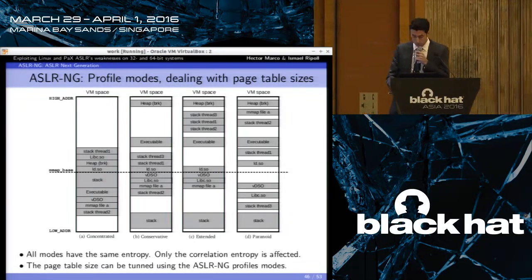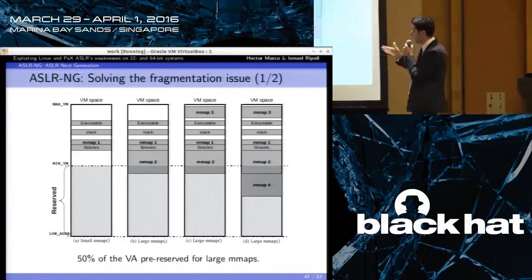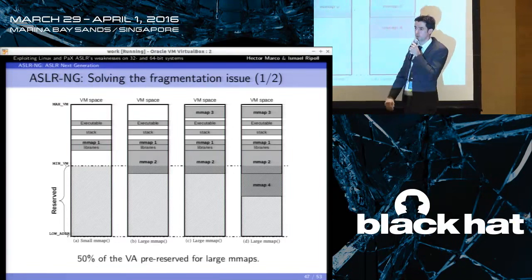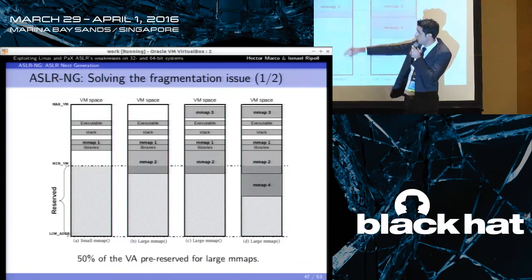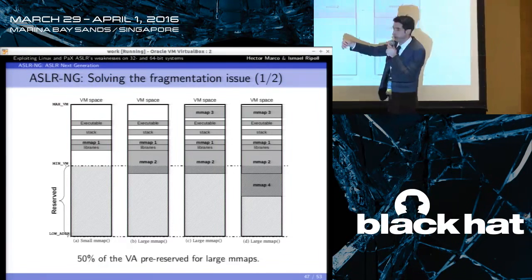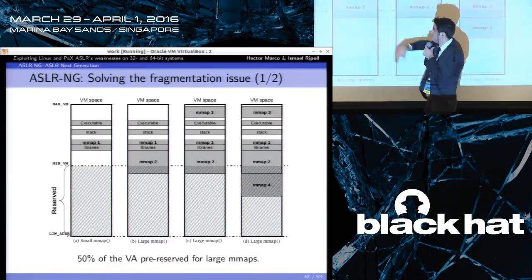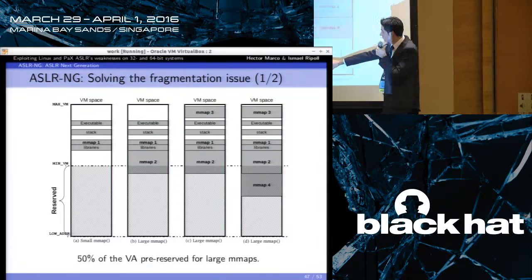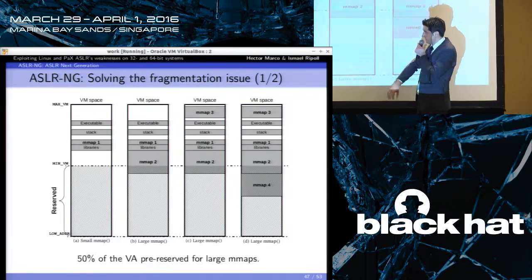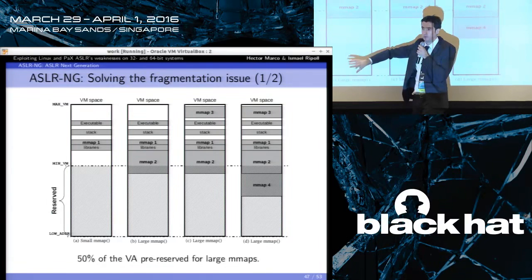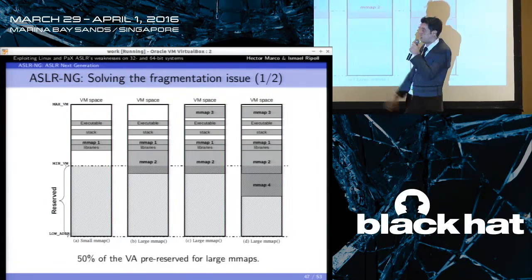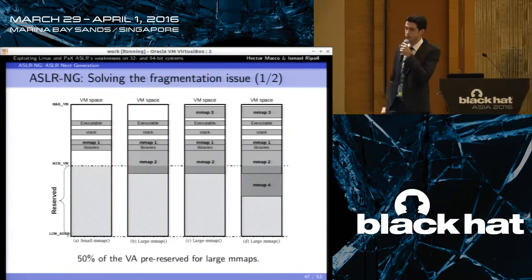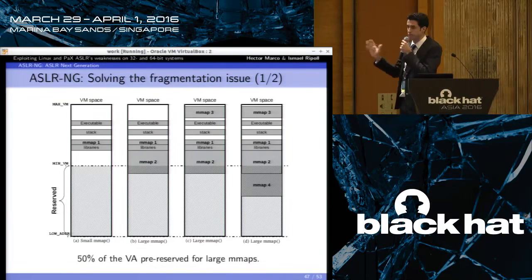To solve this problem, we have solved the fragmentation issue by pre-reserving half of the virtual memory layout. So if you pre-reserve half of the virtual memory layout and force all objects to be loaded randomly in the top, for instance, then you can guarantee large, consecutive free blocks of memory. Okay? The pre-reserved area is not always in the bottom. It's randomly in the top or in the bottom, in order to not lose entropy. It's a bit hard to explain here, but we are not losing any bit of entropy using this mechanism to solve the fragmentation.